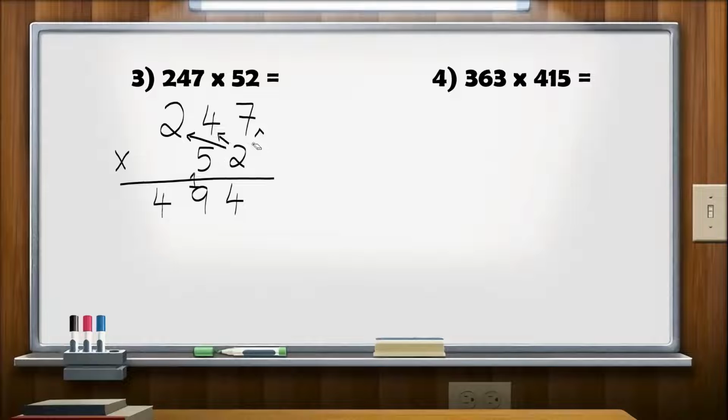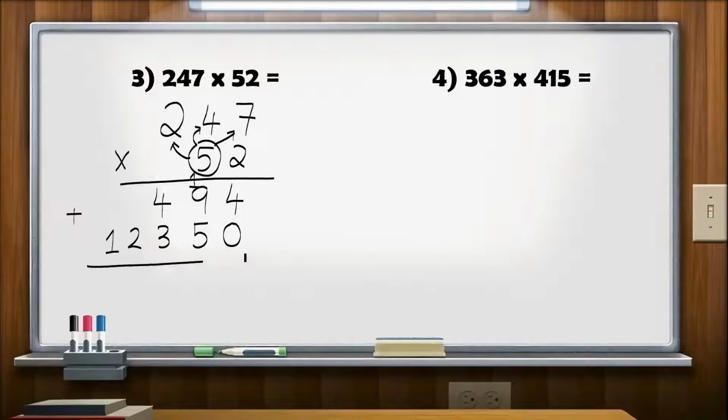Once I have done the units, I will move on to the tens. And in this case, I have got 5 tens, okay? Before we actually do the multiplication, we have to put a placeholder because we are now dealing with tens. So 5 times 7 gives me 35. So I'll put the 5 and I'll carry over the 3. The 5 times 4 is 20. Add the 3 is 23. And then the 5 times 2 is 10. Add the 2 is 12.